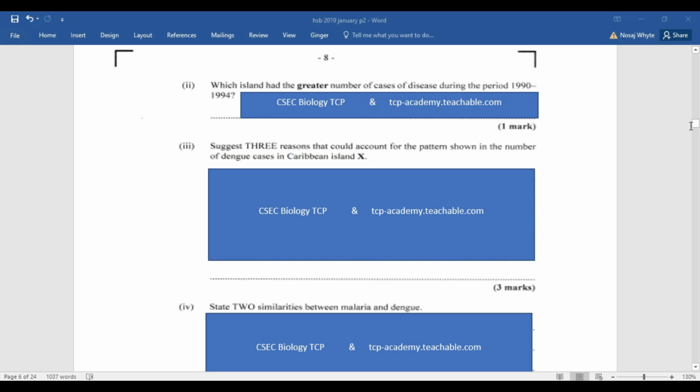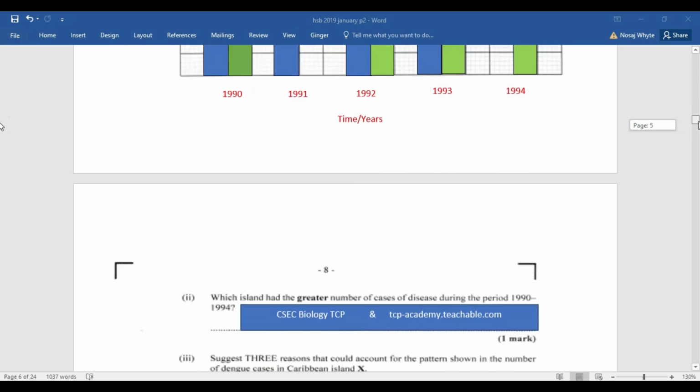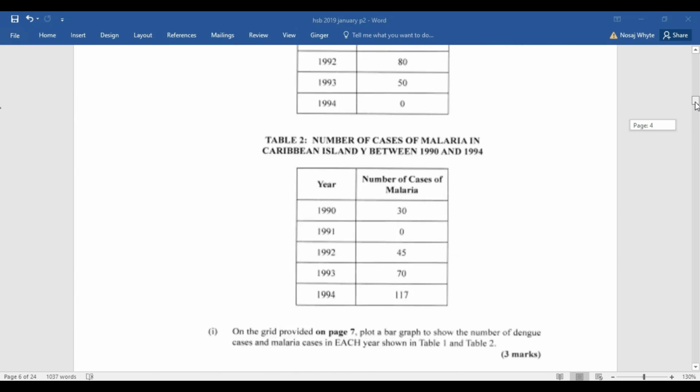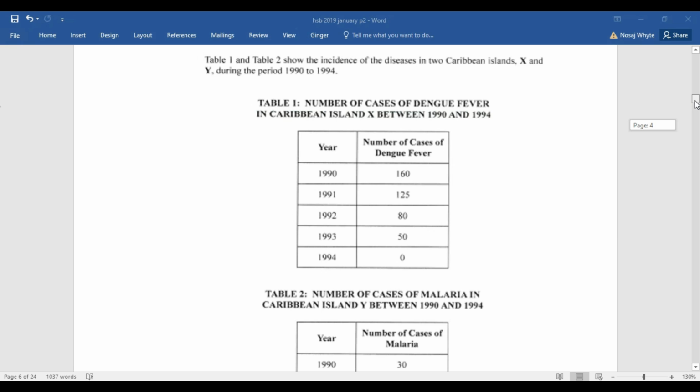Which island had the greatest number of cases of dengue during the period 1990 to 1994? So you could go to the graph and get the greatest case of dengue. We're looking at dengue fever during 1990, and this is country X. So we want to know the greatest number. To find the greatest number between 90 and 94, we will need to add all this up. Alright, and that's for dengue.